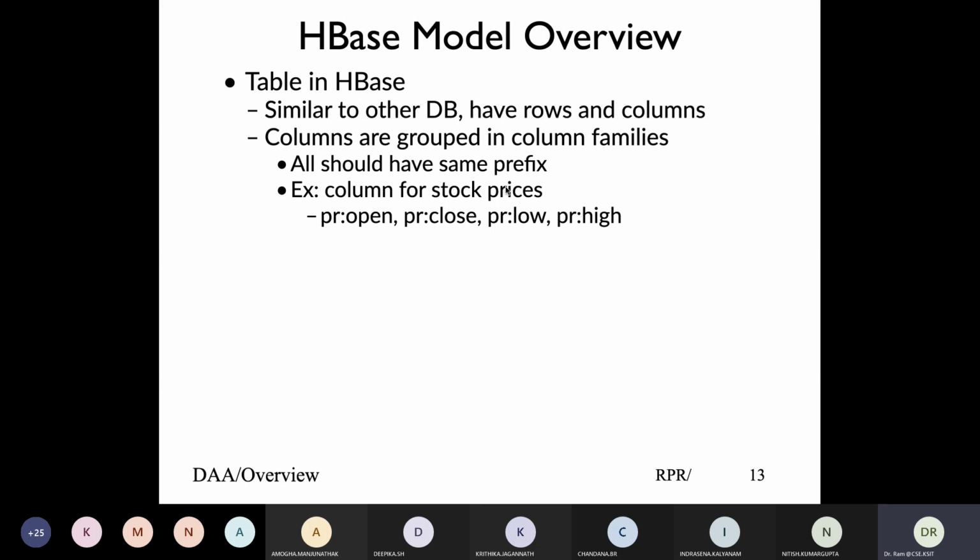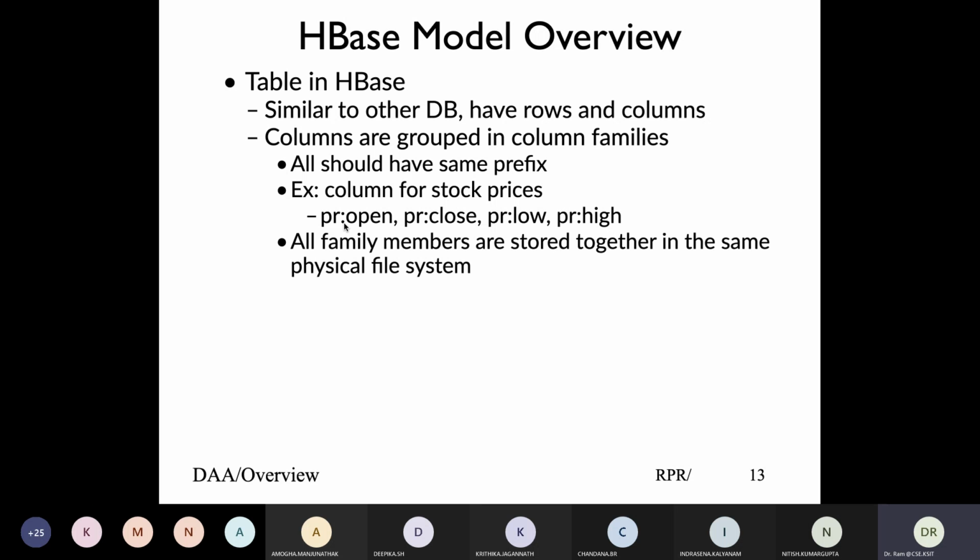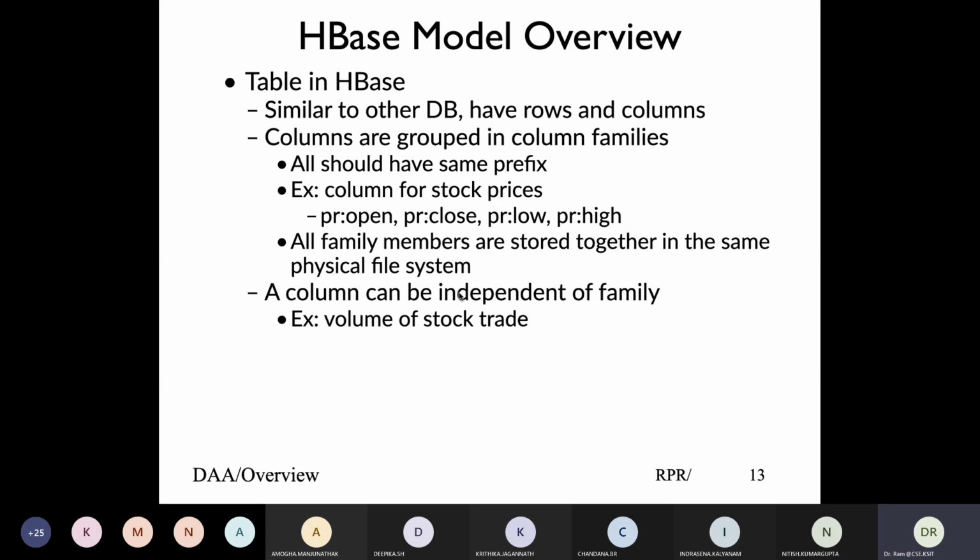The only requirement is that the columns belonging to the same family should have the same prefix, like PR or price. Of course, all the column members that belong to the same family should reside in the same physical file system. We cannot have 2 columns on one machine and 2 columns on different machines. A column could be independent as well. For example, volume. There's nothing called opening volume, because volume is the total number of stocks traded in a day, and that is what the volume column would be. So a column could be independent or a group, and HBase supports both.